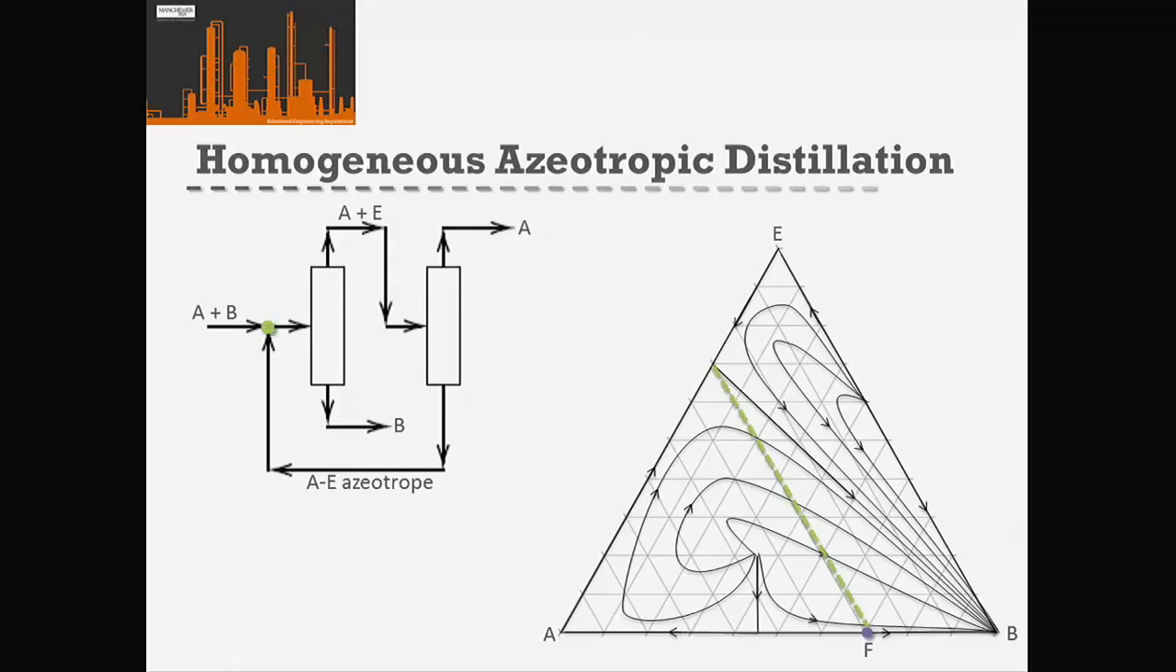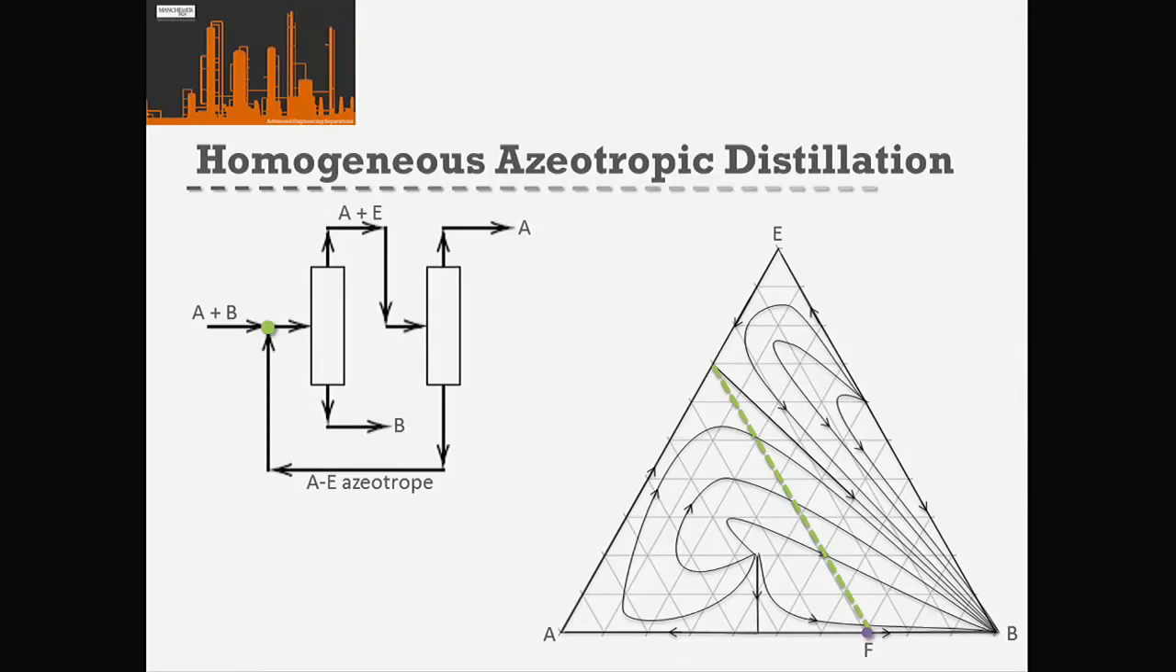So if we're recycling this and adding it to our feed point, then we know that our combined feed into our first column must be somewhere on a straight line between the azeotrope that we're recycling and our original feed point. So if we then look at our first column in this case, we're being told that our bottom product is B and our top product is a mixture of A and E.